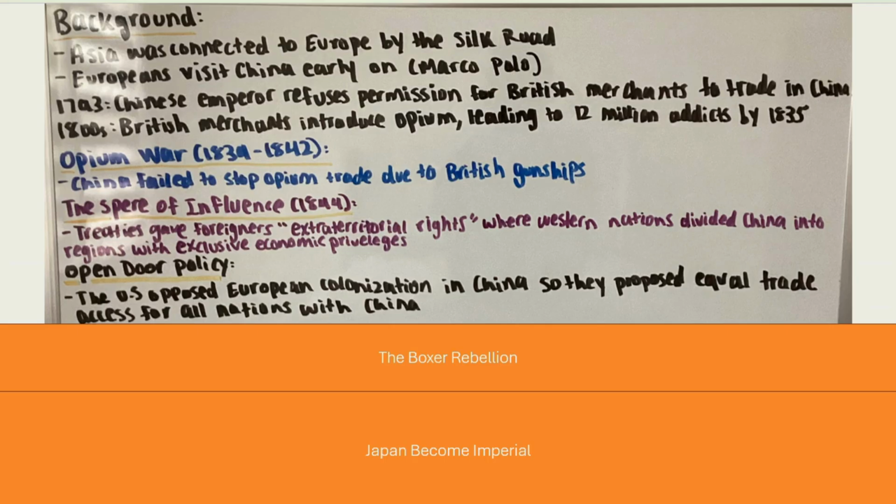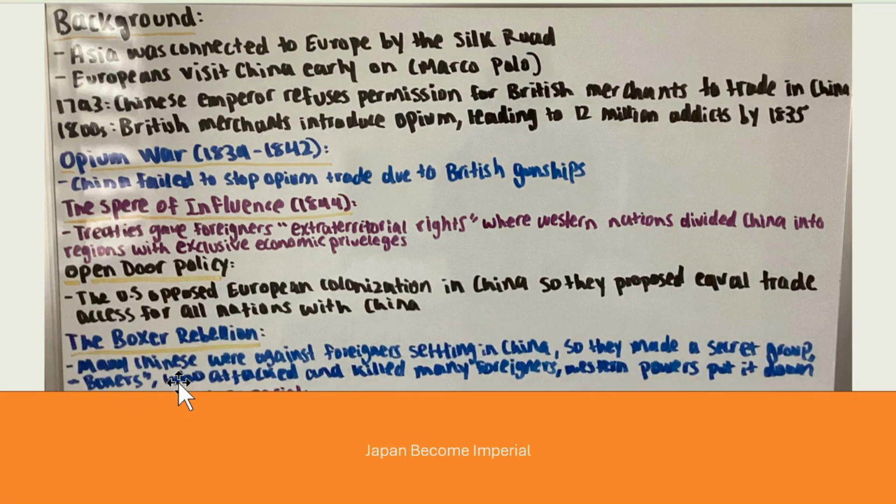The Open Door Policy: the U.S. opposed European colonization in China, so they proposed equal trade access for all nations with China. The Boxer Rebellion: many Chinese were against foreigners settling in China, so they made a secret group called the Boxers, who attacked and killed many foreigners. The Western powers put it down.